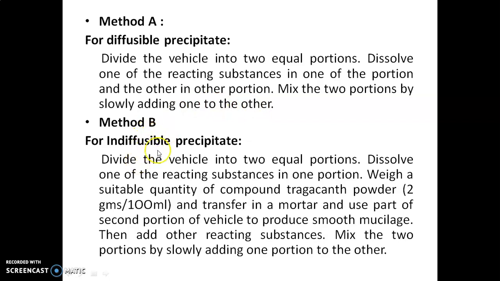Method B, which is for indiffusible precipitate: divide the vehicle into two equal portions, dissolve one of the reacting substances in one portion. Weigh a suitable quantity of compound tragacanth powder, that is 2 grams per 100 ml, and transfer to a mortar and use part of the second portion of the vehicle to produce a smooth mucilage. Then add the other reacting substance, and mix the two portions by slowly adding one portion to the other. So now let's move towards the actual experiment.